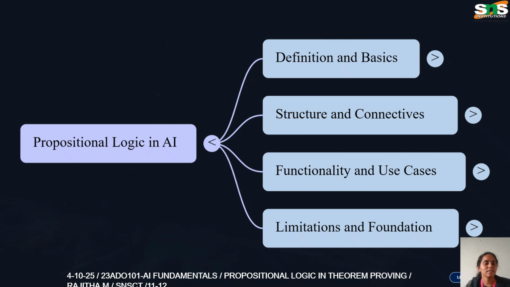So this is the mind map for propositional logic in AI: theorem definition and basics, structure and connectors, functionality and use cases, and limitations and foundations.